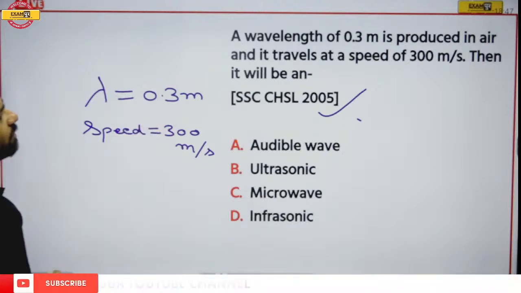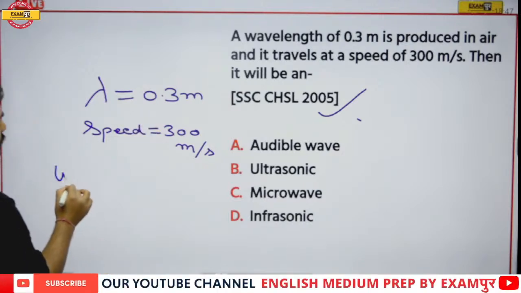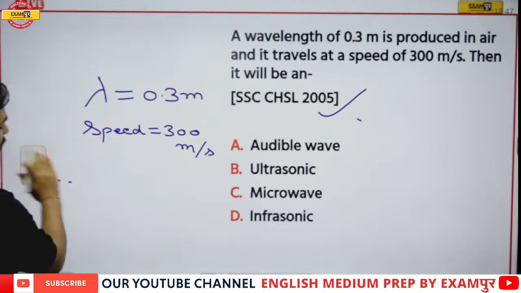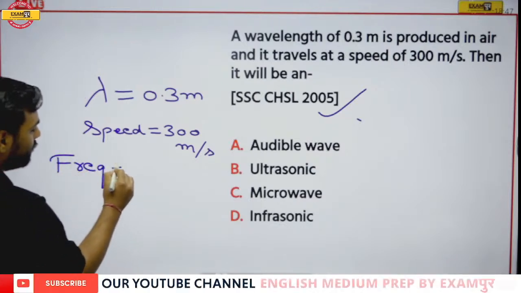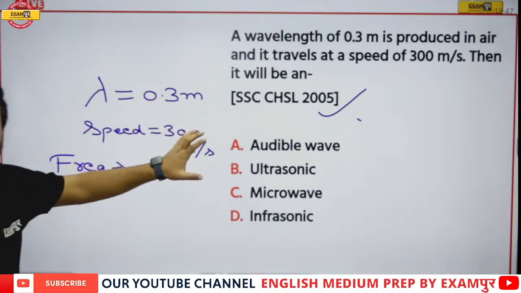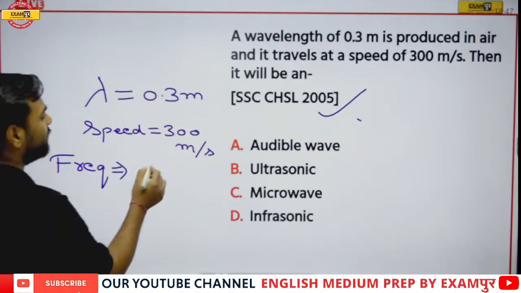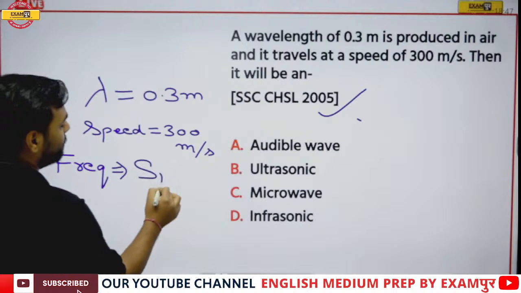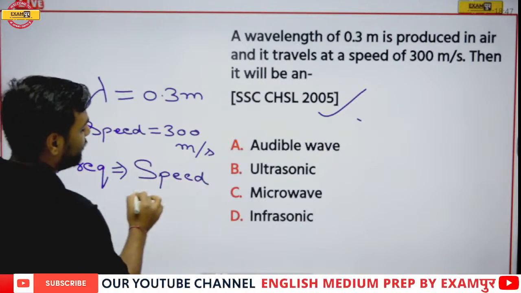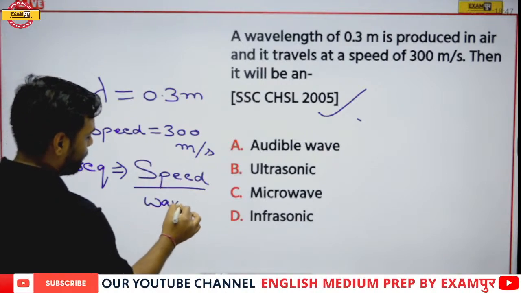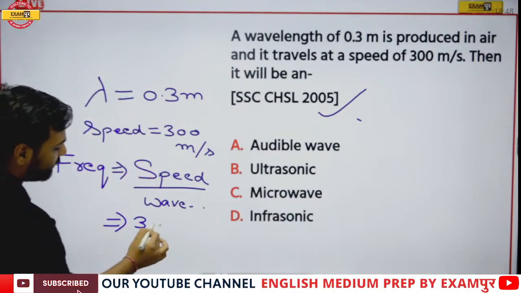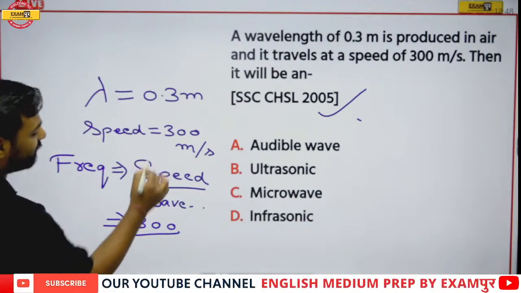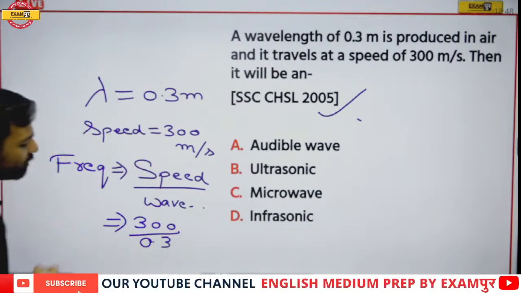When we're talking about this wavelength, how are you going to measure this? Sorry, if I talk about the frequency, how will you measure this frequency? Frequency can be measured by your speed divided by the wavelength, correct? Now if I divide the speed by the wavelength, what will I get? It is 300 meters per second and the wavelength is given as 0.3. Now just try to solve it.